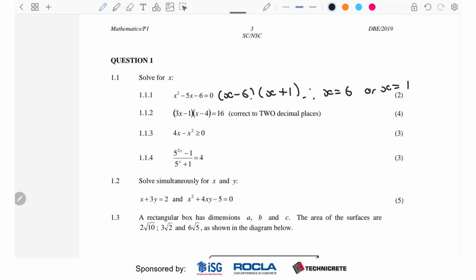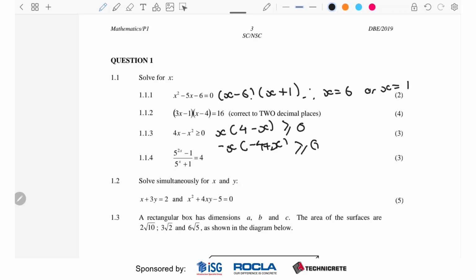1.1.3 is 4x minus x squared must be greater than or equal to 0. So this is an inequality. Let's first factorize this part. I can immediately see the common factor of x. So once I take x out, I get x times 4 minus x is greater than or equal to 0. We can also take out a negative to make it much easier. So we have negative x and x minus 4 is greater than or equal to 0.